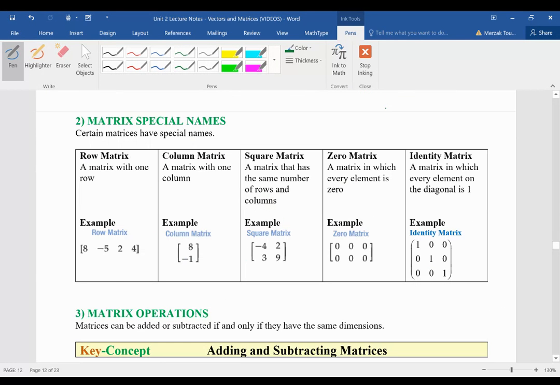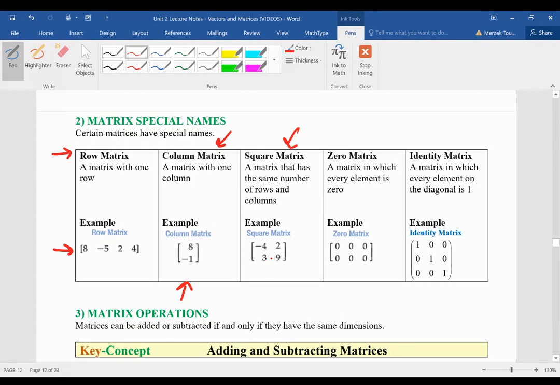Matrix special names. Some are must know, and some are good to know. First one is the row matrix. I think the name explains itself. A row matrix is a matrix with one row. Here's an example of a row matrix. A column matrix is a matrix with one column. Here's an example. A square matrix is a matrix that has the same number of rows and columns.